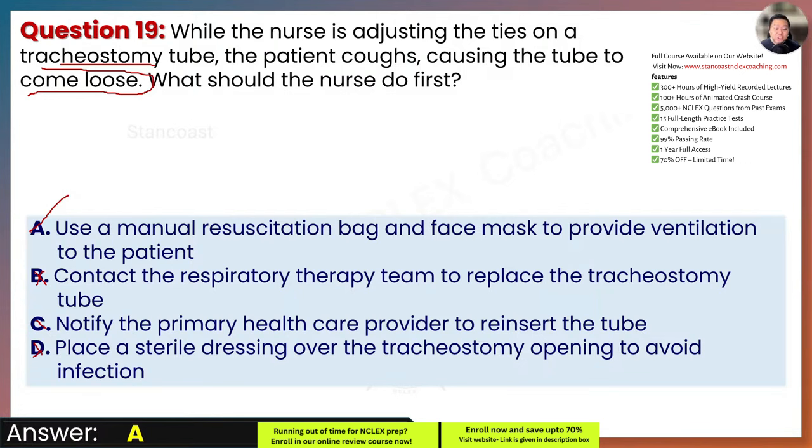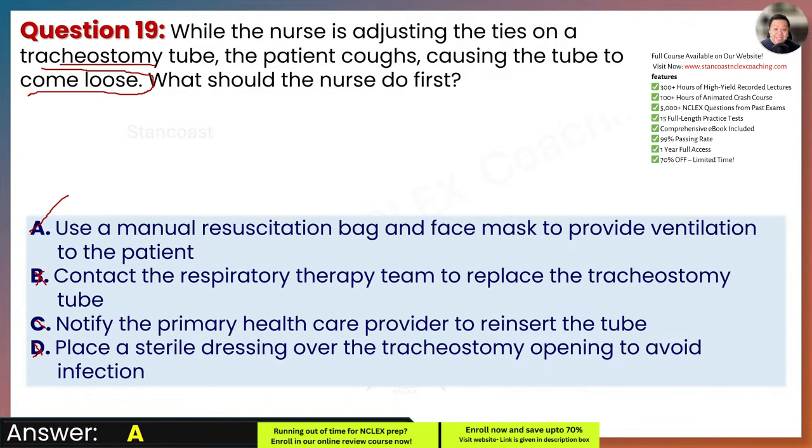And oxygenation comes first, and you got to get that bag mask ventilation going. Then you got to make that call for a backup. Now, what about letter C? Notify the primary healthcare provider to reinsert the tube. Well, this is also important, but only after you have stabilized the patient.